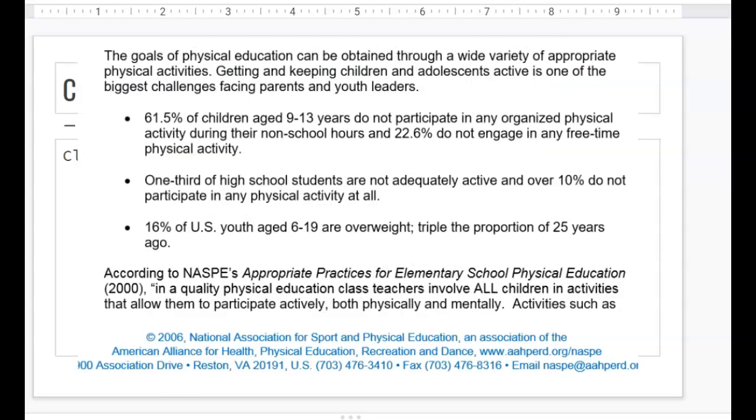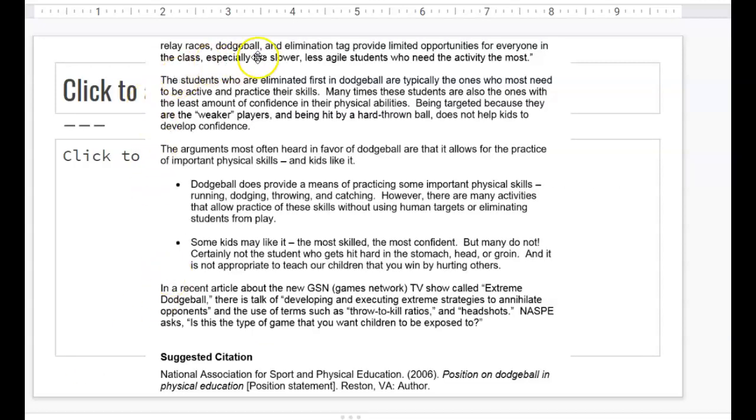It says activities such as relay races, dodgeball, and elimination tag provide limited opportunities for everyone in the class, especially the slower, less agile students who need the activity the most. In other words, in those kinds of activities, if you're not very active and you need to be active, you're usually the first ones out in those activities. And as someone who was not very physically agile, I would have to say that's true.